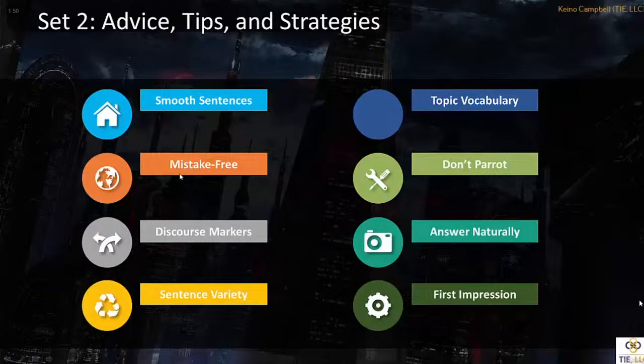If you really want to be the type of student that's scoring 8, 9 on your speaking, you have to be able to do this. Smooth sentences. If you're able to go smoothly from beginning to end without the pausing, the hesitation, the ums and the ahs, you help yourself out a lot.